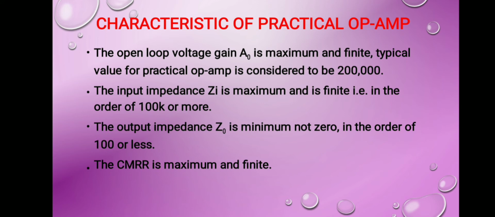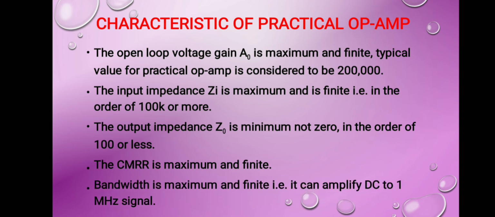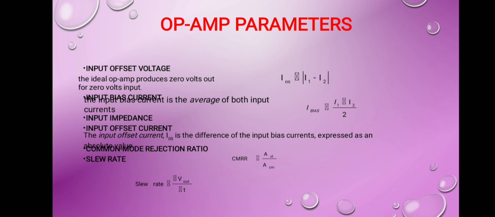The common mode rejection ratio is also maximum and finite but not infinite for the practical operational amplifier. Similarly, practical operational amplifier's bandwidth is maximum and finite. It can amplify DC to 1 MHz signal. Now let's see the operational amplifier parameters.